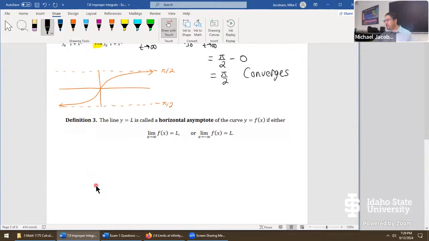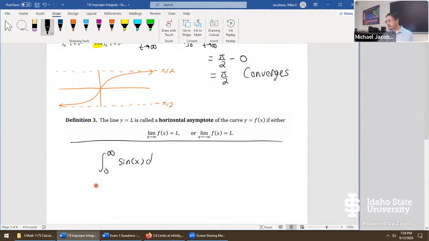So let's suppose you're integrating from something like 0 to infinity, say, sine x dx. This will be an interesting one for sure. So if we were to take this limit, the required step is to take the limit as t goes to infinity of the integral from 0 to t of sine x dx. So that'd be our required first step.